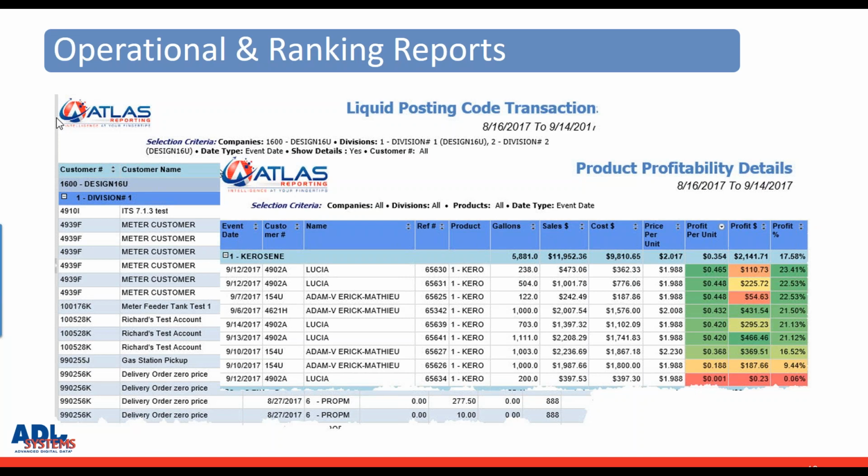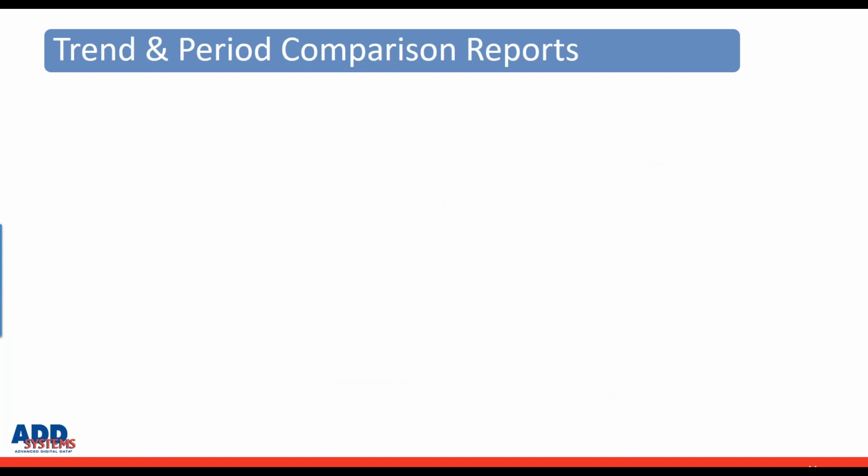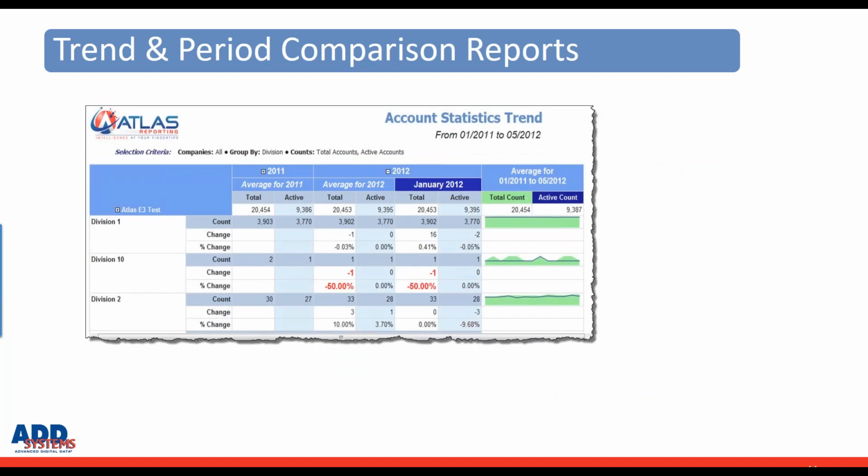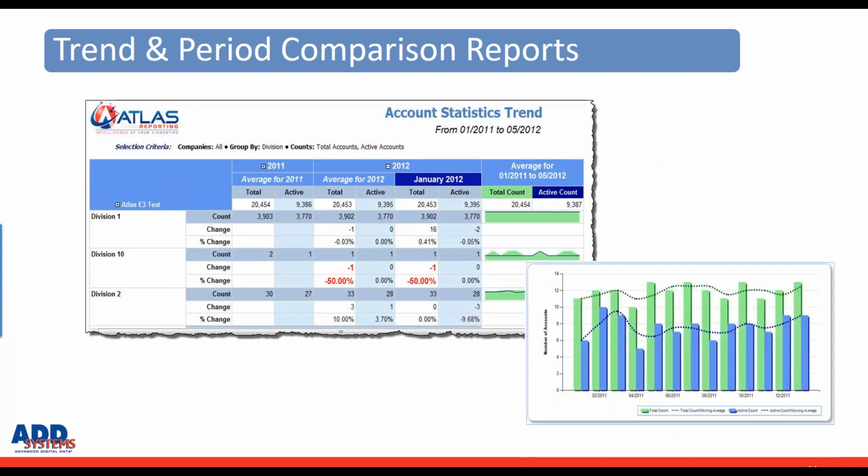So operational and ranking reports, you want to make sure that you've got the ability to have those in your business intelligence solution. We also want to be able to do trend and period comparison reports. This is really a key. You don't usually have this type of functionality in any reports that you're getting out of a back office system. But what this allows you to do is look at information over time and see, how are we trending? Are we improving? Are we not improving?